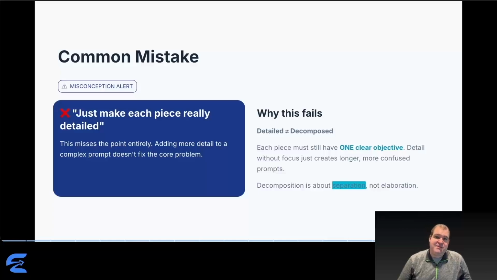Here's a common misconception people have when they first learn about decomposition. Oh, I just need to make that piece really detailed. No, that misses the point entirely. Detail doesn't equal decomposition. You can write a massively detailed prompt that still contains 5 different objectives. Adding more detail doesn't fix the core problem of split focus. Each piece must still have one clear objective. Decomposition is about separation, not elaboration. It's about isolating distinct goals, not adding more description to a complex request.